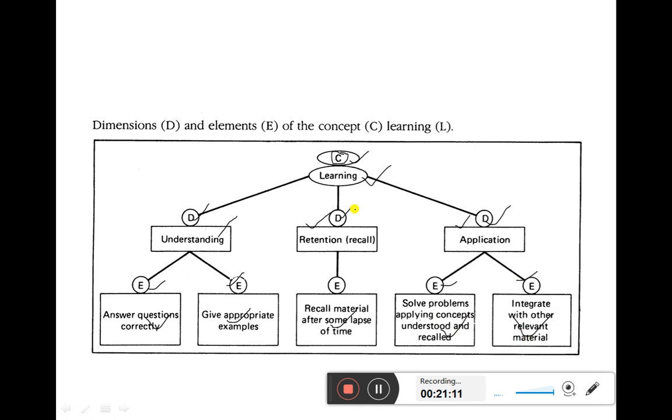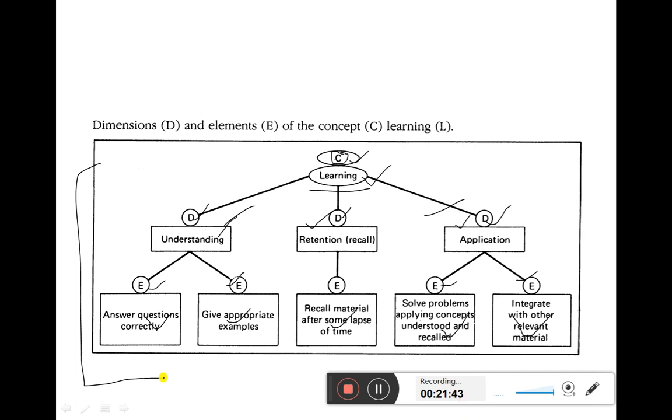So what I did, I took the variable learning, then I divided it into three dimensions. And then each dimension I have divided into different elements. So that process, where a single subject, a single concept or construct is divided into dimensions and elements, such whole process is known as your operational definition.